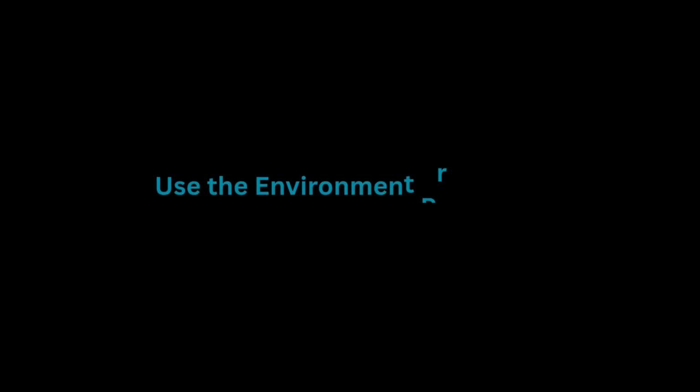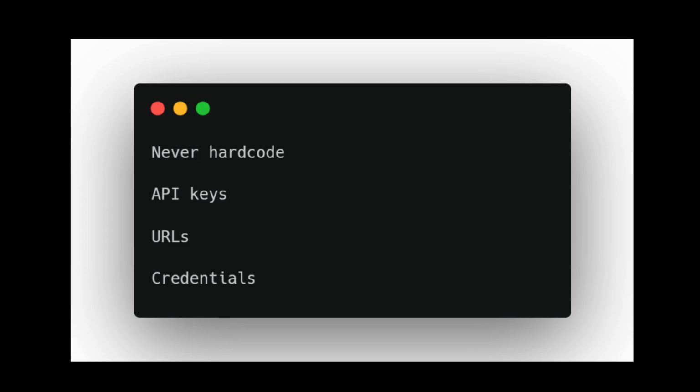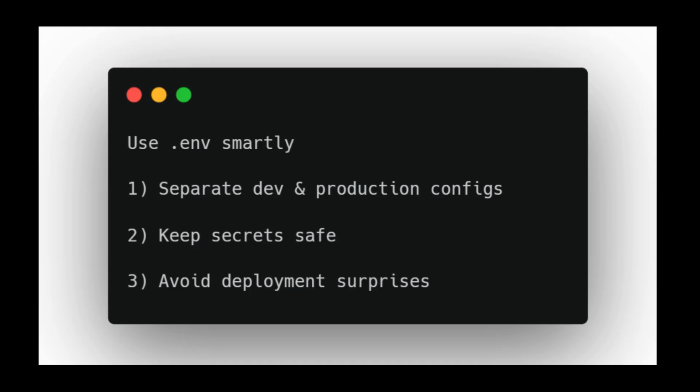And use the environment properly, like never hard code keys. API keys, URLs, and credentials should go in .env. Use .env smartly, like separate dev and production configurations. Keep secrets safe and avoid deployment surprises. So use the env properly.